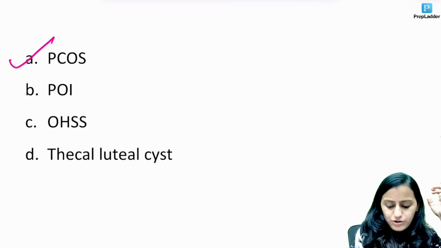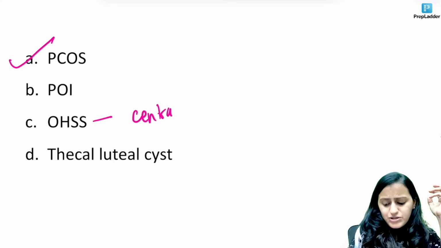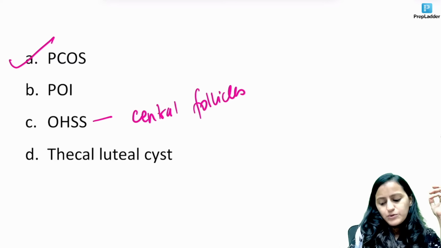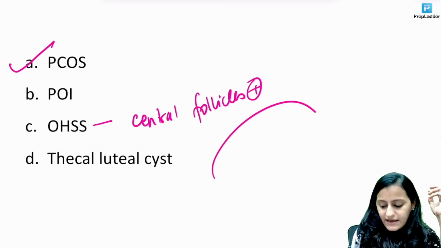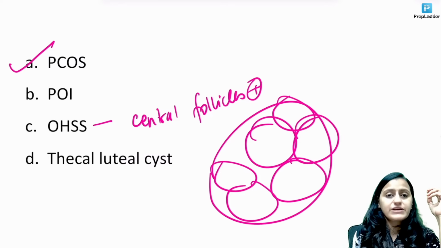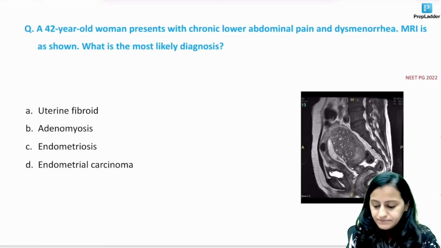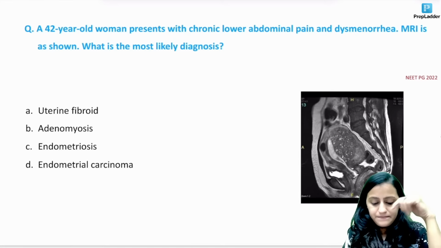Why not OHSS or theca lutein cyst? Because remember, they have central follicles as well, not only peripheral. And they have big follicles occupying the entire ovary. It's not just peripheral but follicles throughout. What is this one here?